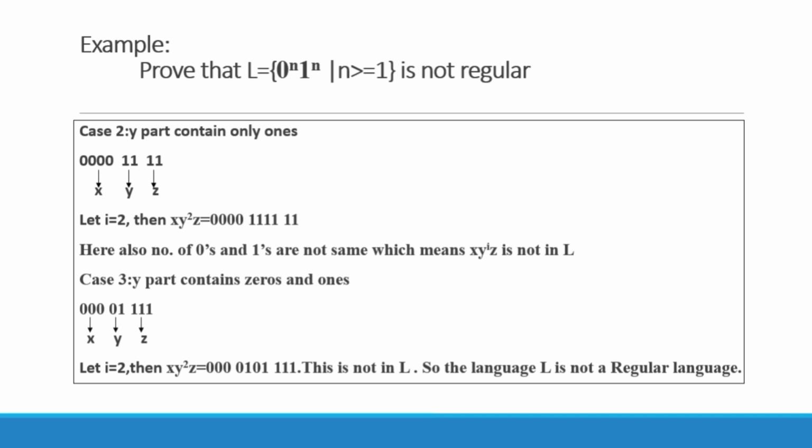Case 3. The y part contains zeros and ones. Here x is split with 3 zeros, y contains 01, z contains 3 ones. Let i = 2. Then xy^2 z = 00001011111. This is not in L. So the language L is not a regular language.